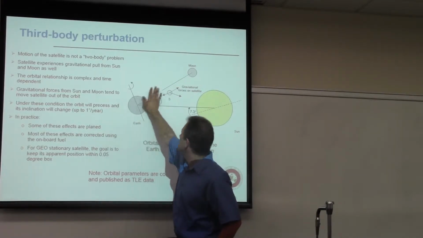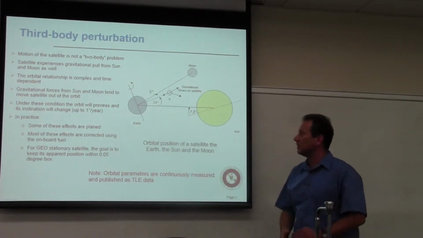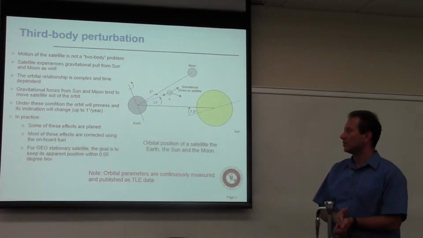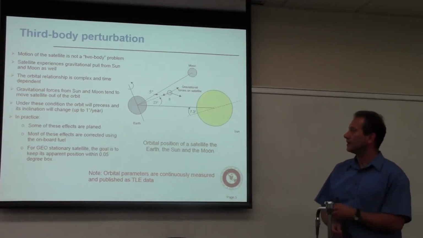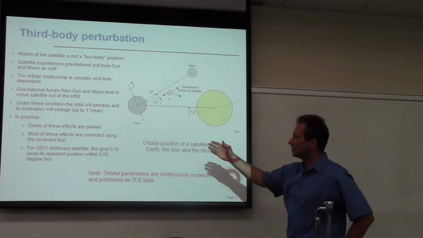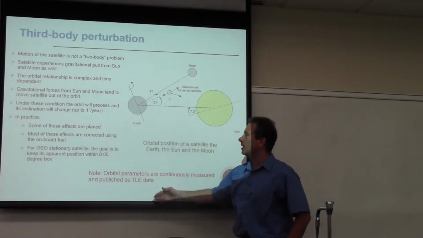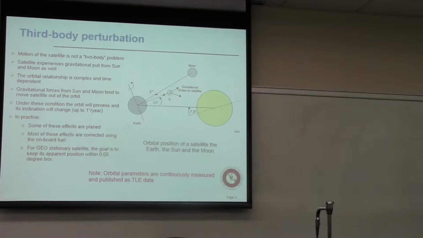Under the influence of these things, the orbit will precess up to 1 degree per year. So the location of the satellite would change, and you would have to take it into account. As I said, we have to burn the fuel to account for those, and all the calculations are always measured and reported in TLE data for all the satellites.